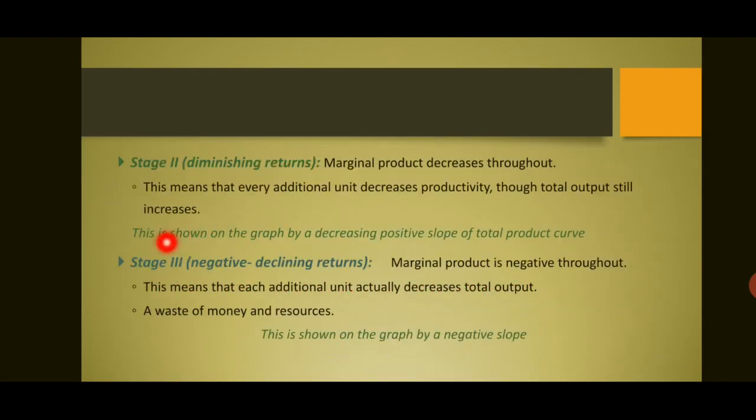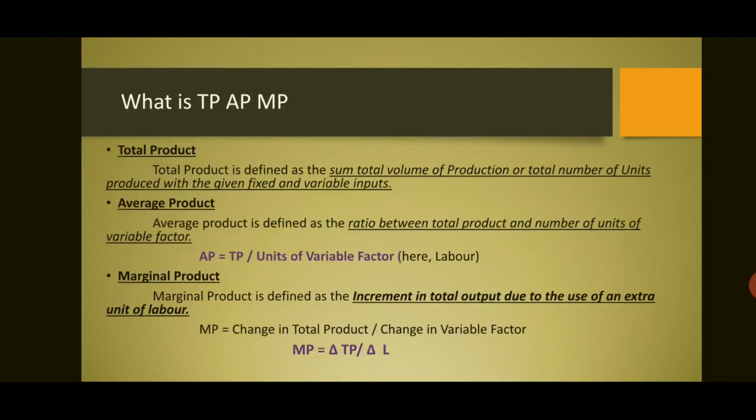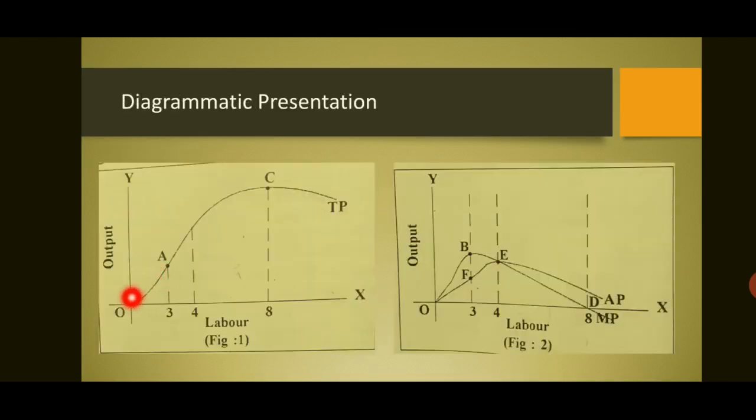So this is shown on the graph by a decreasing positive slope of total product curve. So this is increasing but at a diminishing rate. So here the slope is decreasing. Yes, output is increasing but slope is decreasing because of the diminishing rate.